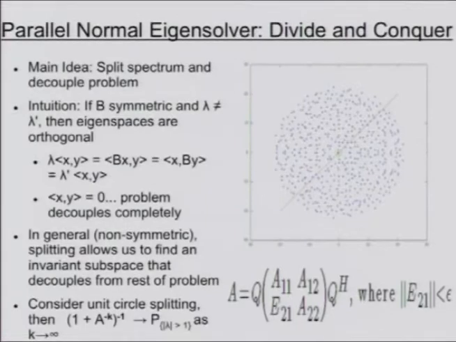The basic intuition is that, from linear algebra, if you have two different eigenvalues, you know that their eigenspaces are going to be orthogonal just by a simple argument. So basically, the problem will naturally just decouple into these invariant subspaces. And this holds in general, even in the non-symmetric case, where we can get a hold of an invariant subspace that maps into itself, and you can use that to decouple the problem completely.